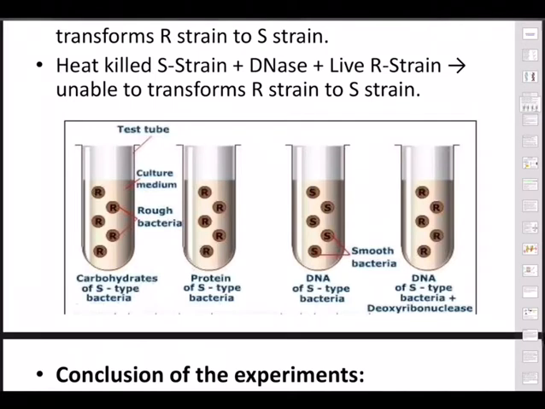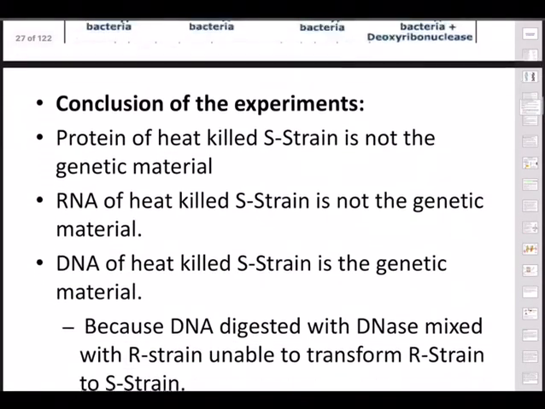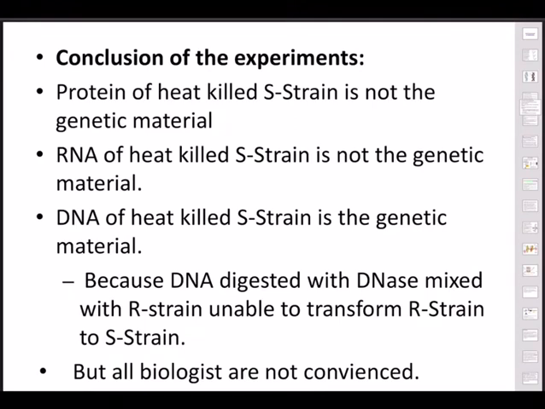So you can see this in the test tube. They have taken culture medium, they have put that rough bacteria R strain and carbohydrates of S type bacteria, you can see, and then they have taken protein of S type bacteria, proteases, and the protease has dissolved the proteins, but still transforming is taking place. Then they have taken DNA of S type bacteria, and the DNA of S type bacteria with deoxyribonuclease, that is DNase. Now, when this has happened, there was no transforming principle.